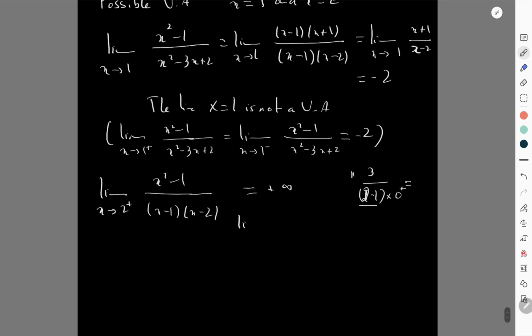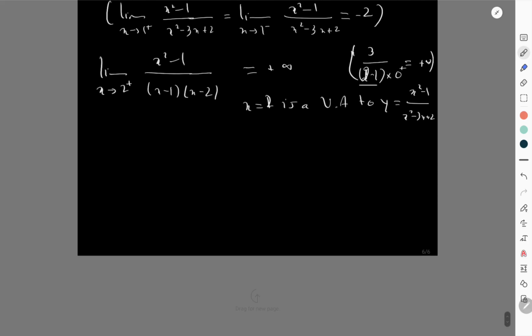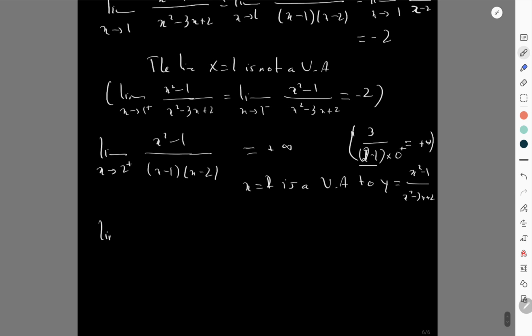So this limit is infinity. So the line x equal 2 is a vertical asymptote to y equal x squared minus 1 over x squared minus 3x plus 2. Okay, now let's look at the horizontal asymptotes.